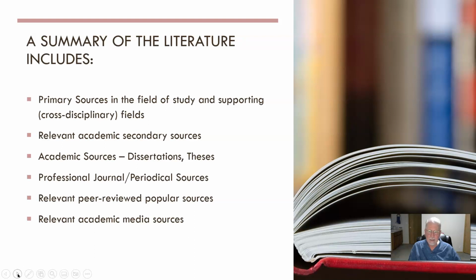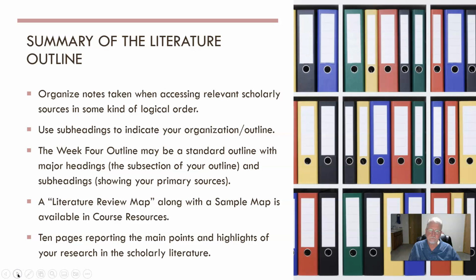Academic sources like dissertations and theses, professional journal and periodical articles, peer-reviewed. Peer-reviewed popular sources. I say peer-reviewed because not all popular sources are really going to be relevant to your research. Some are devotional, they're encouraging, etc. They're excellent, but they're not really going to contribute to your research. But there are popular sources that are not specifically academic that could be relevant, and so you want to be able to use those as well as relevant academic media sources.